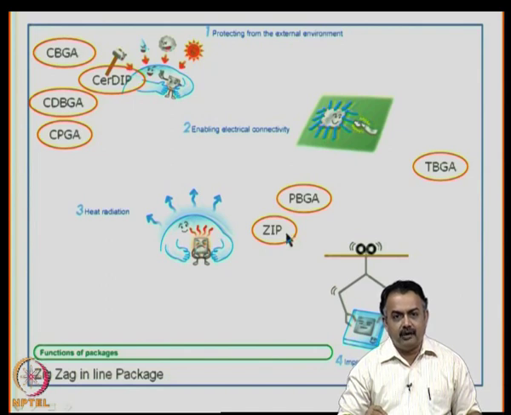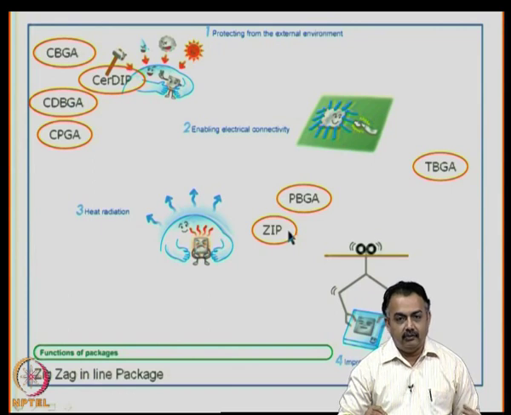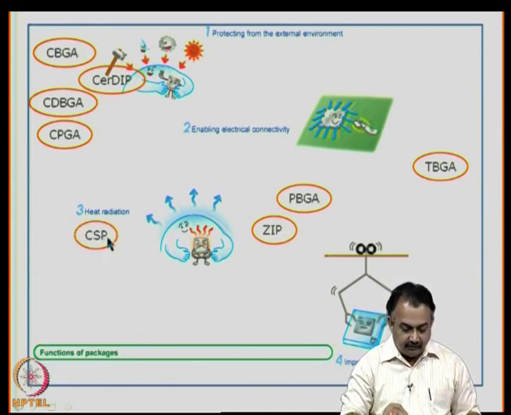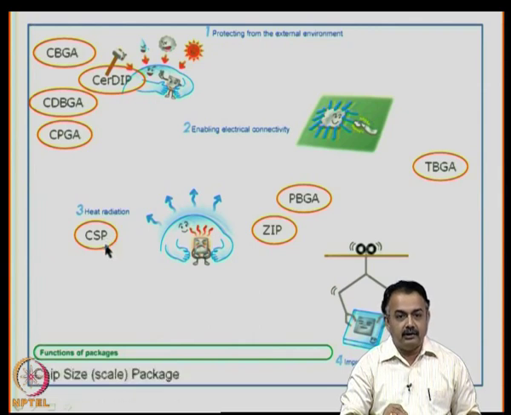So, this gives you an opportunity to go to the web or a textbook that I have mentioned and see what these packages are, because these are packages that are produced by various companies. If you look at the data sheet, you will be able to understand what kind of pitches they have, what kind of materials are used, and what are the chip mounting choices and interconnects that are being used in these packages. Then we have CSP. CSP denotes chip size or chip scale package.